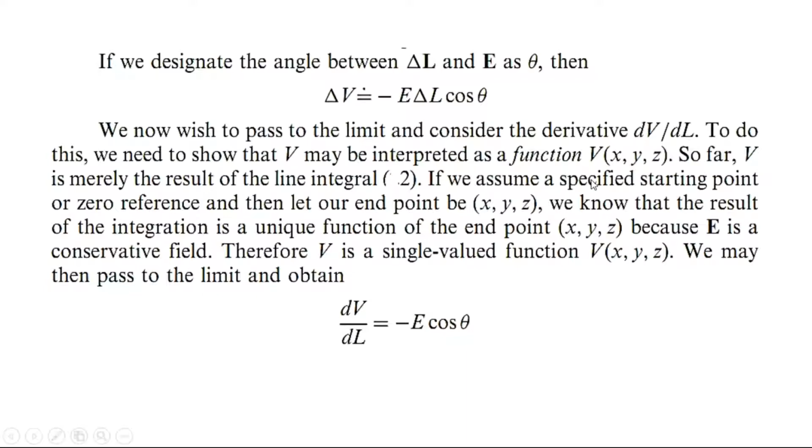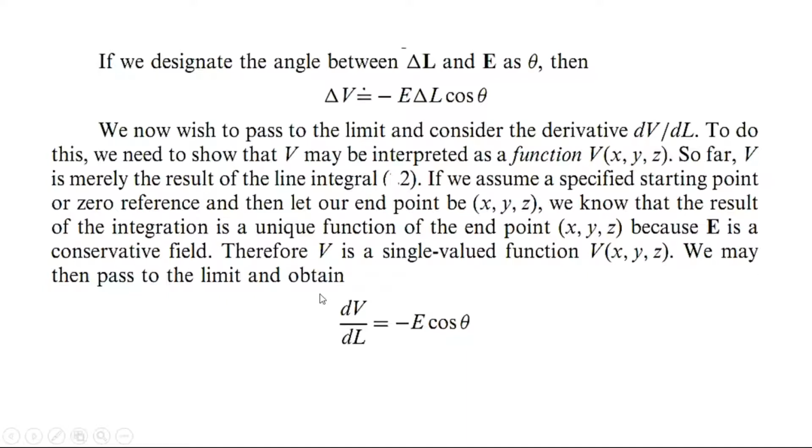If we assume a specified starting point, and that starting point may be a zero reference, and then let our endpoint be x, y and z, we know that the result of the integration is a unique function of the endpoint x, y and z, because E is a conservative field. So therefore E is a single valued function. Therefore V is a single valued function. It means that V is a single valued function of x, y and z.